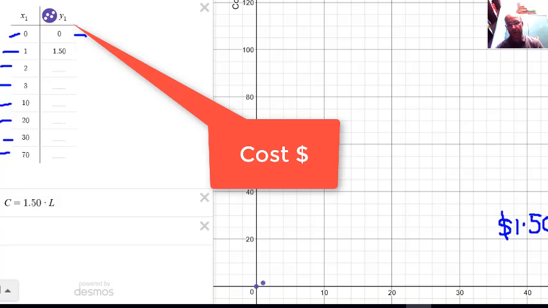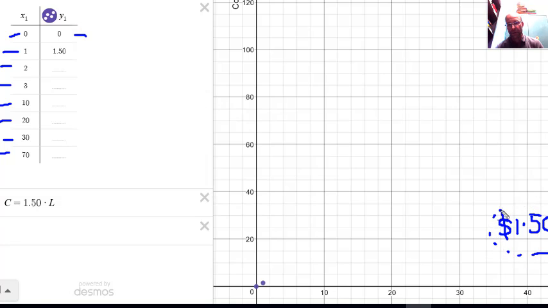Well, it's pretty obvious. So if it's $1.50 per litre, that would mean that if we buy 1 litre we pay $1.50. If we buy 2 litres, we've got $1.50 times 2. So $1.50 times 2 would be $3. So we can enter these amounts in.